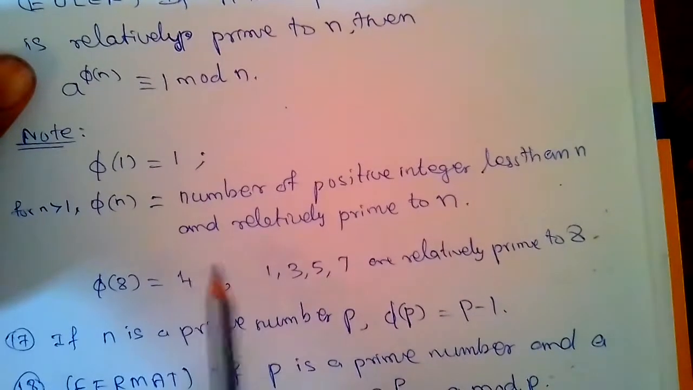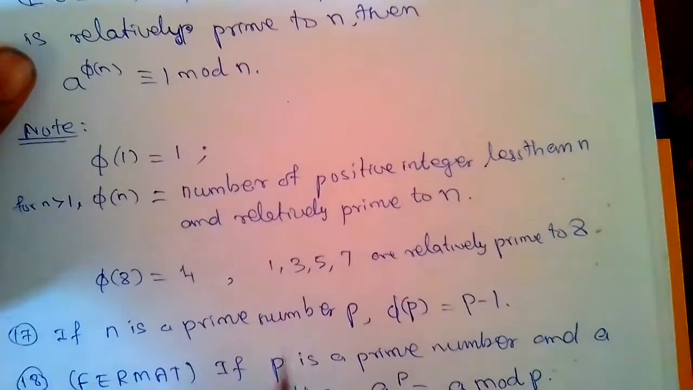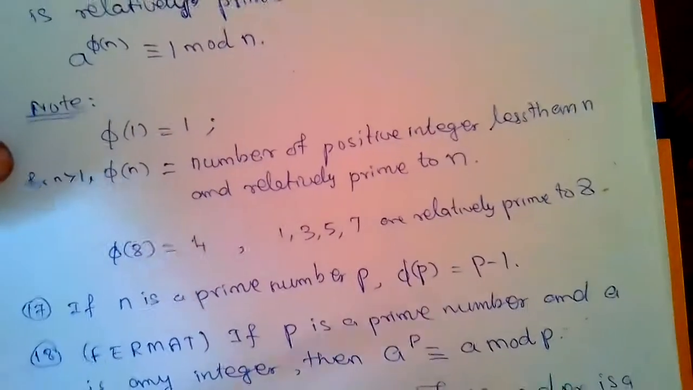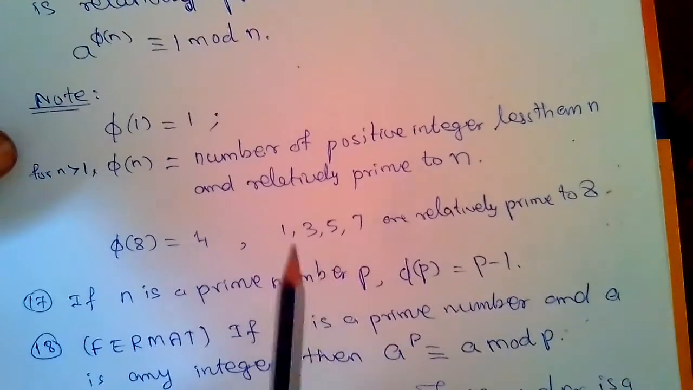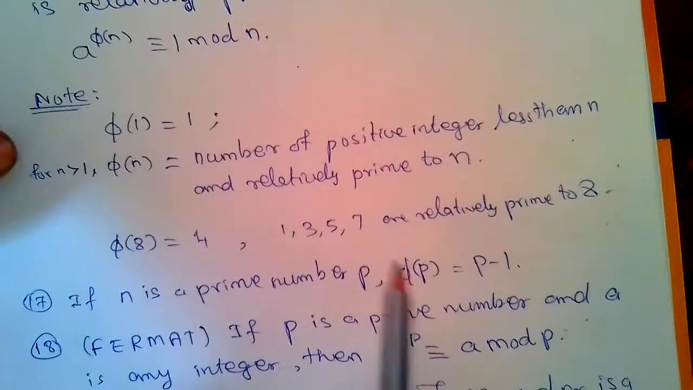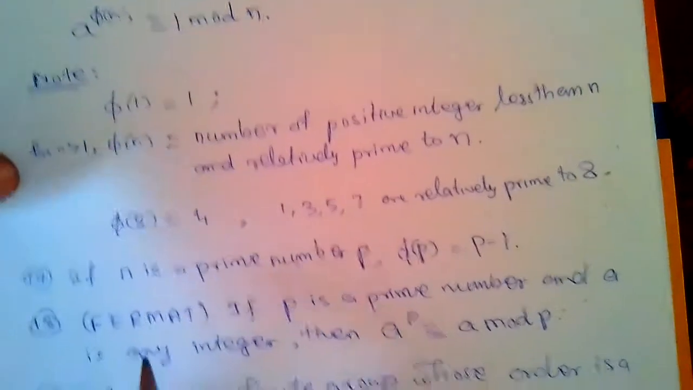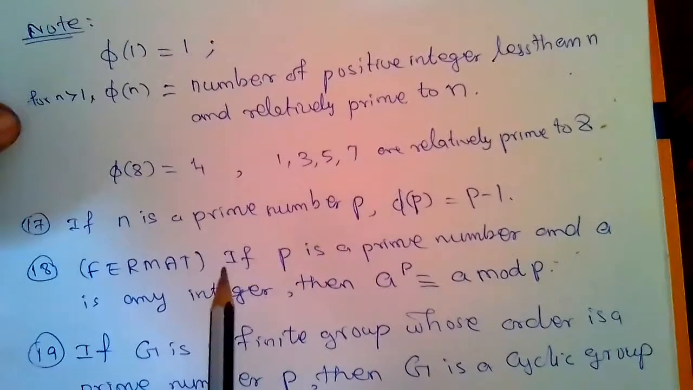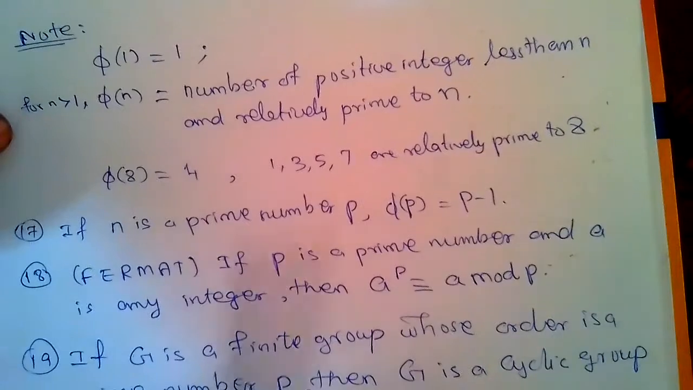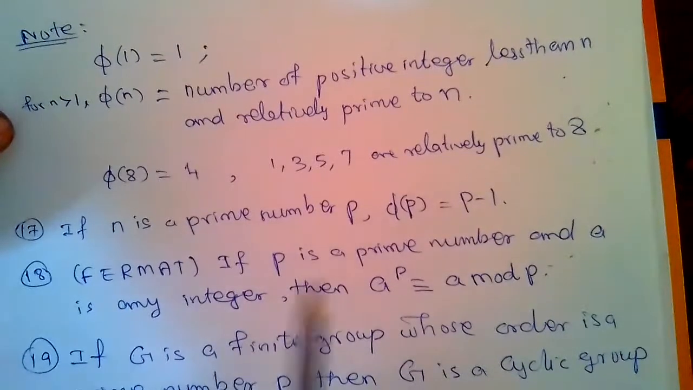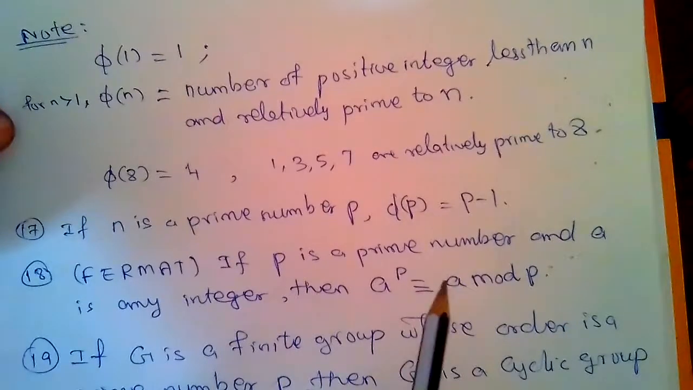Phi of 8 is equal to 4. 1, 3, 5, 7 are the numbers relatively prime to 8. If n is a prime number p, phi of p is equal to p minus 1. Fermat's theorem: if p is a prime number and a is any integer, then a power p is congruent to a mod p.